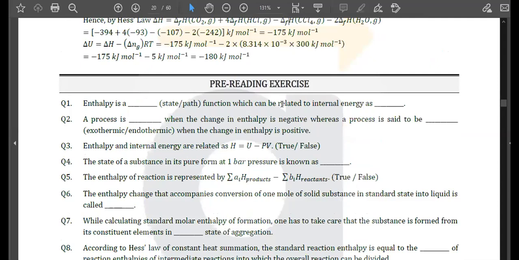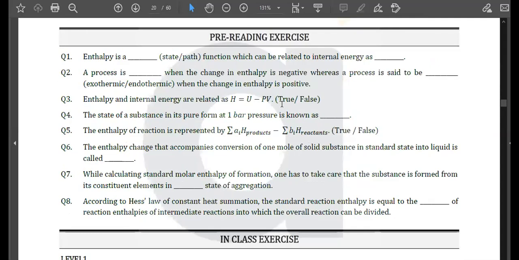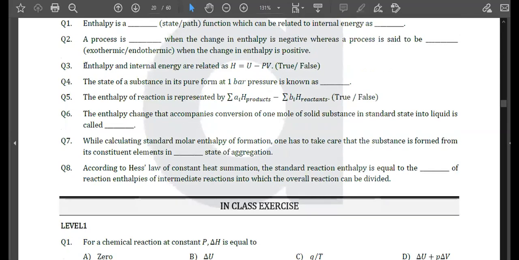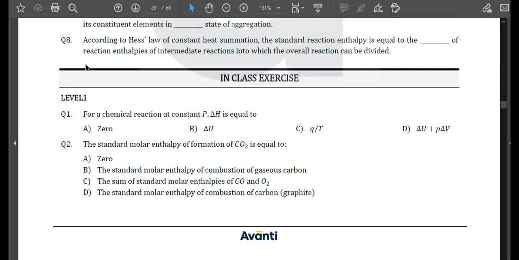Okay. So, pre-reading exercise. Let's see. First one: enthalpy is a dash function which can be related to internal energy as. This is easy, right? The first one is easy. We have already done this. I hope the pre-reading we have already done, right? Okay. Reading was easy. Let's solve the in-class exercise, questions 1 and 2.